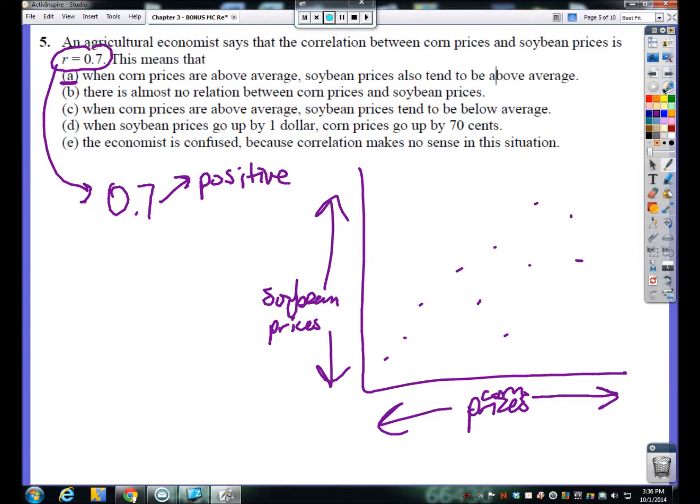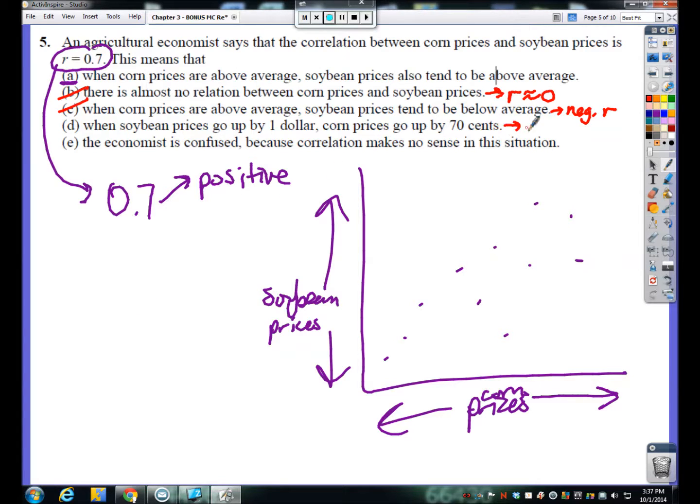I'll make a little mark there to indicate that's probably going to be our answer, but let's look at the others and see why they're not right. B: there's almost no relation between corn prices and soybean prices. Well, no relation means that R is going to be close to 0. And we have a 0.7, which isn't close to 0, so it absolutely can't be B. C: when corn prices are above average, soybean prices tend to be below average. Well, this is implying a negative correlation, a negative R, and we know we have positive, so it can't be C.